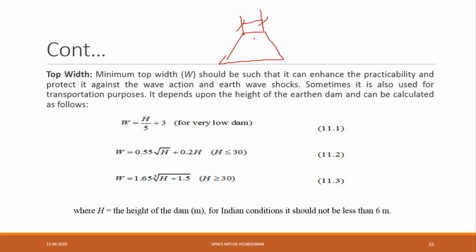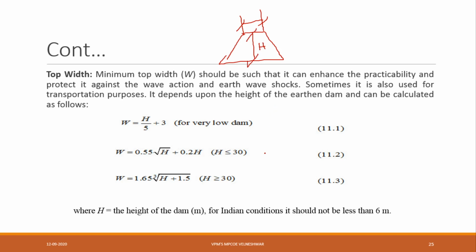But sometimes, whenever there is more rainfall, at the start of our location it gets blocked, meaning heavy vehicles will not be allowed. Only by walking can we go. So it is helpful for transportation purposes also. It depends upon the height of the earthen dam and can be calculated as follows. Based on this height, this width will depend.